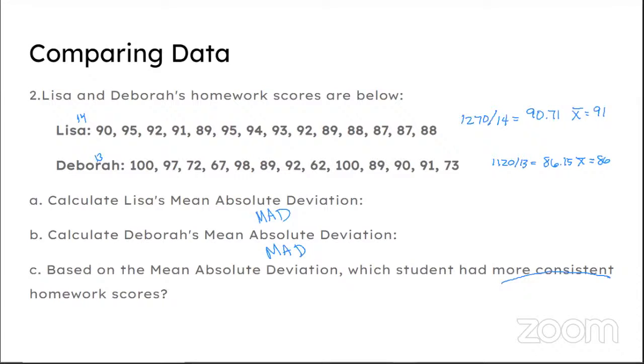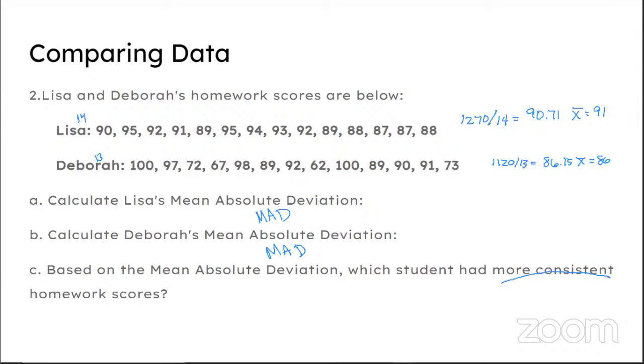All right, so finding the mean is the first step in the mean absolute deviation. Now we need to find the absolute deviation. So the difference between the mean and each piece of this data. So you're going to take 91 and subtract 90, take 91 and subtract 95. And remember, you're finding the absolute value, so none of it's negative. And you're going to do the same thing with the second set of data: 86 minus 100, 86 minus 97, 86 minus 72. And again, you're going to find the absolute value, so there's no negatives whatsoever.